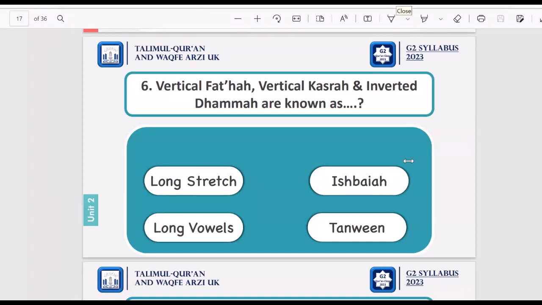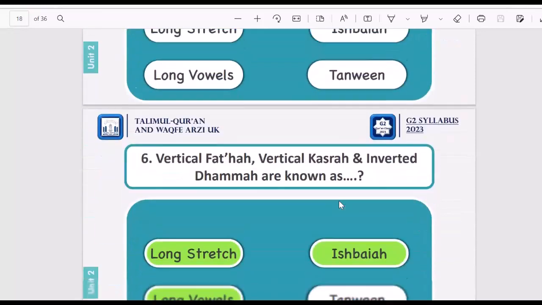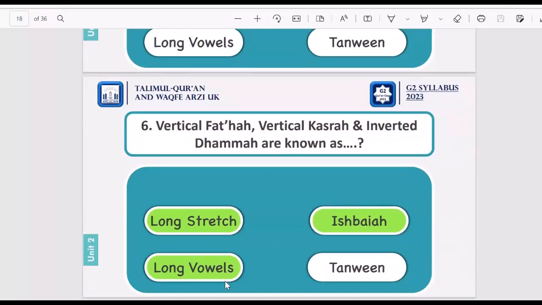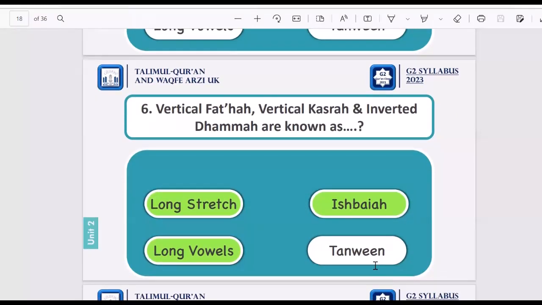A vast majority said long vowels, but then there's a tie between long stretch and tanween. The correct answer is long stretch, long vowels, and ishbaya. Tanween is where you have two fathas on a letter, so that is tanween. So vertical fatha, vertical kasra, and inverted dhammas are known as long stretch, long vowels, and ishbaya, all three of them.